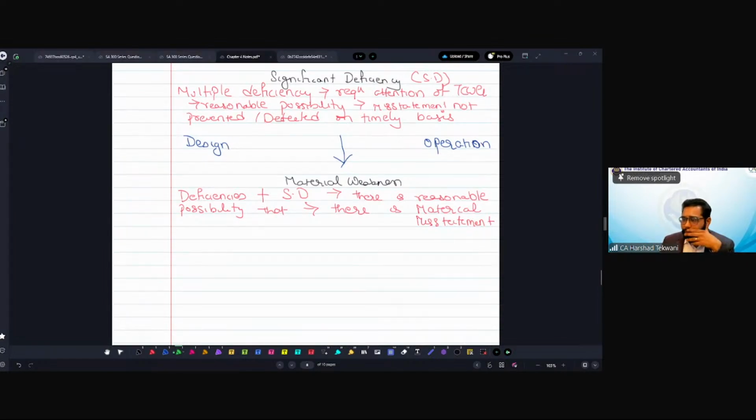Apart from saving of time and finishing the audit on a timely basis, what is the need of understanding the internal controls?